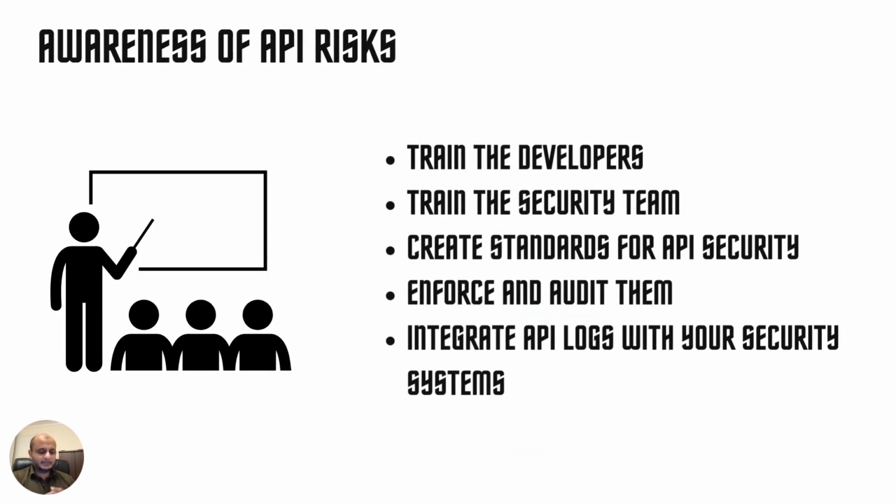The second one is very simple. Of course, the API risks. You need the thing I told you, this course I've given you. Similarly, you need to make sure that you are trained up, all your developers are trained, the security team is there. You have standards for API security. They're getting enforced, and you can audit them. And all your API logs are getting sent to the security system, so you know what's happening. This is very, very important, guys. If your developers are not aware of API security risks, you're going to have a big, big problem, okay?